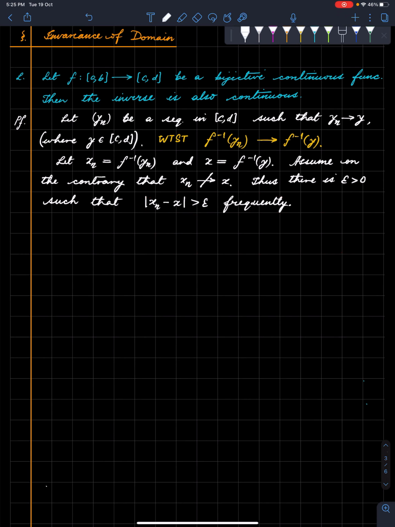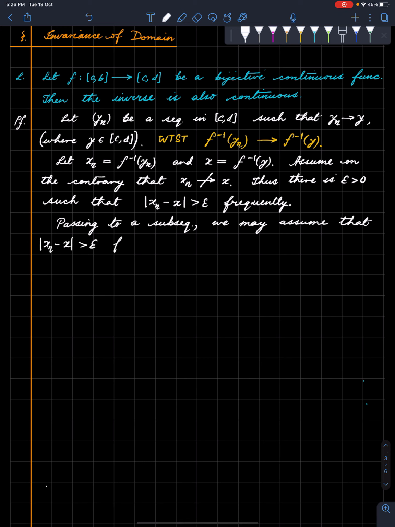Okay. And now here is one statement that I will write and hope that you follow, and I will explain. Passing to a subsequence, we may assume that the absolute value of xn minus x is greater than epsilon for all n.